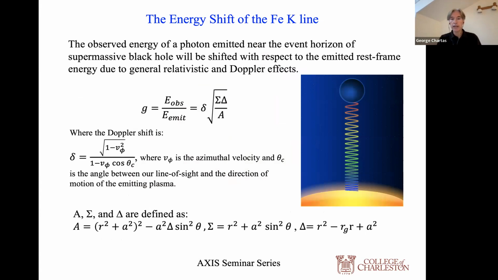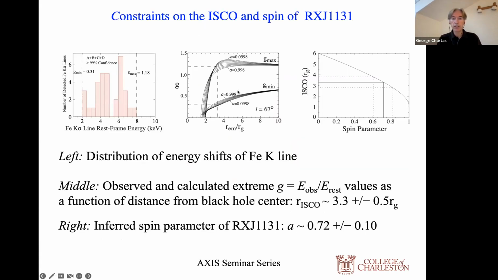So we did that. We calculated in the middle top panel here the G values, and notice the G max and G min values as a function of the radius, the distance from the black hole. And the reason why there are two min and max values for a given ring is that one case corresponds to emission coming towards you and the other to emission going away.